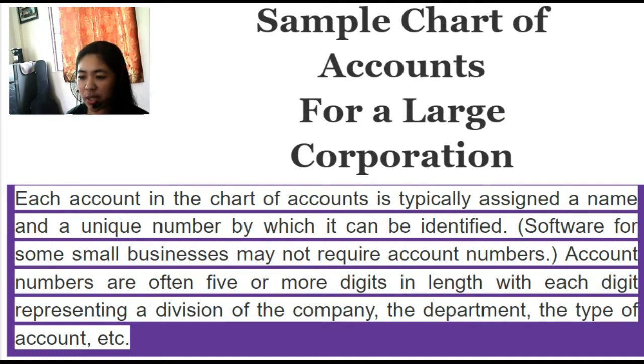Each account in the chart of accounts is typically assigned a name and a unique number by which it can be identified. Software for some small businesses may not require account numbers. Account numbers are often 5 or more digits in length, with each digit representing a division of the company, the department, the type of account, and so on.